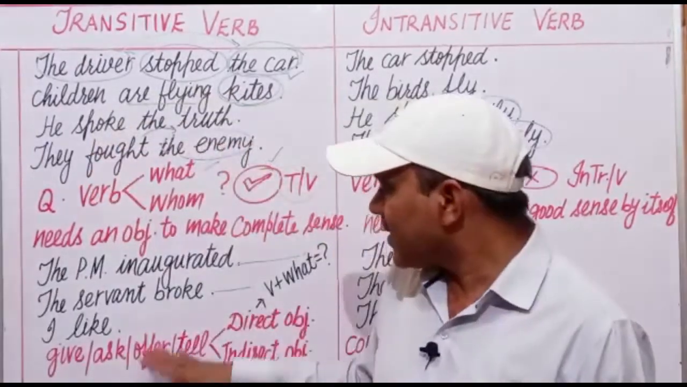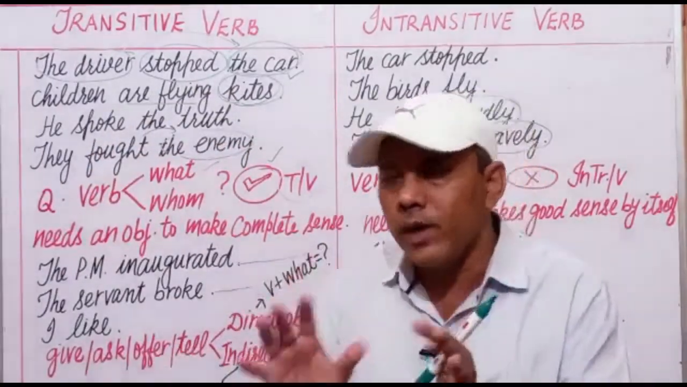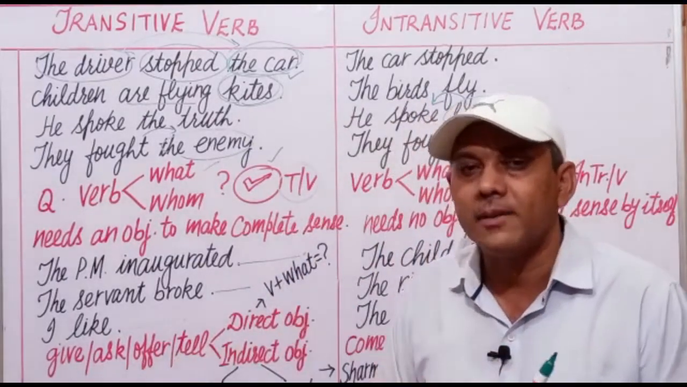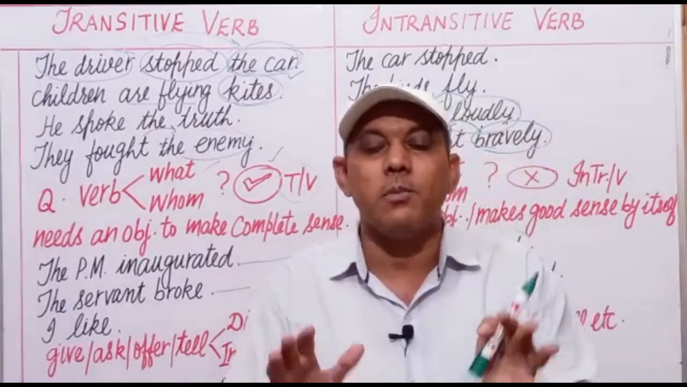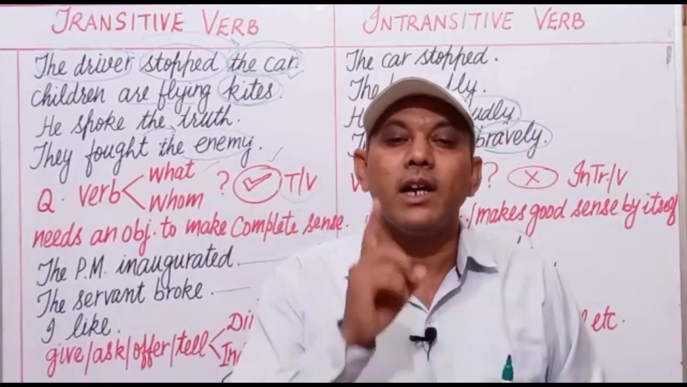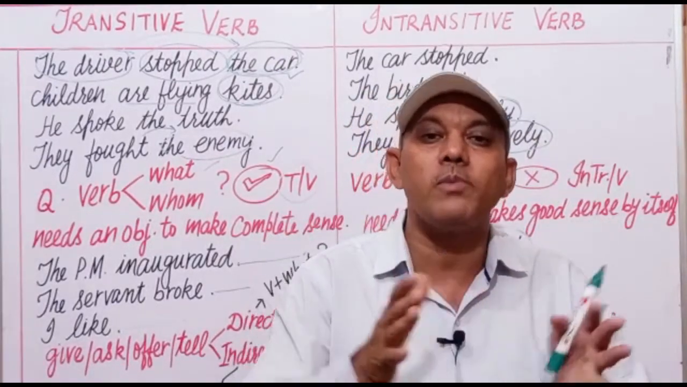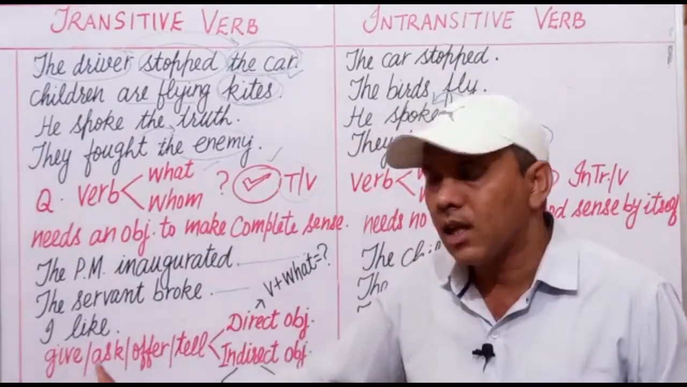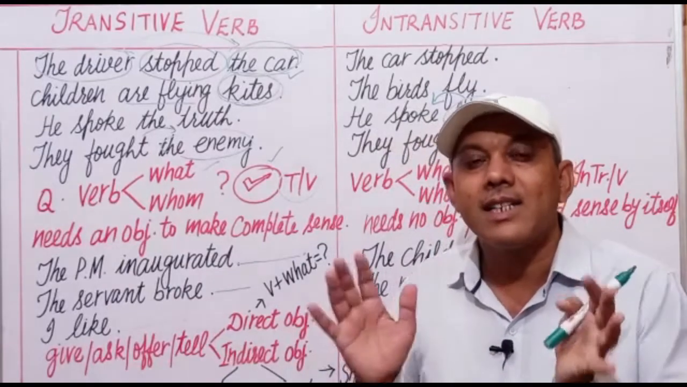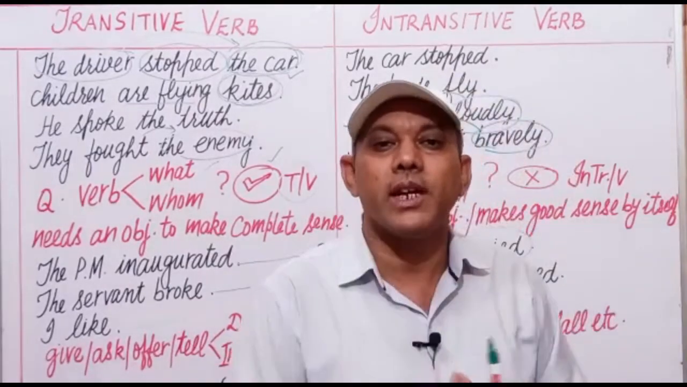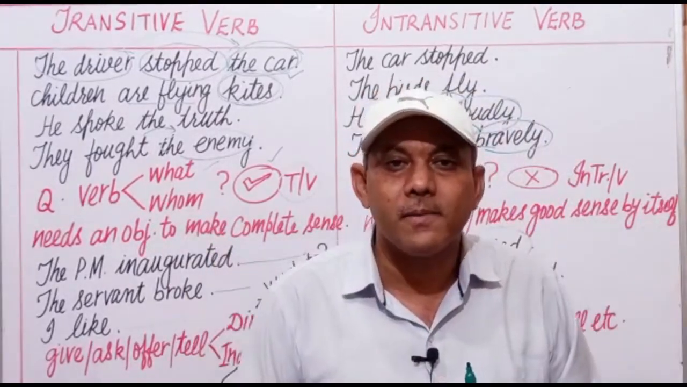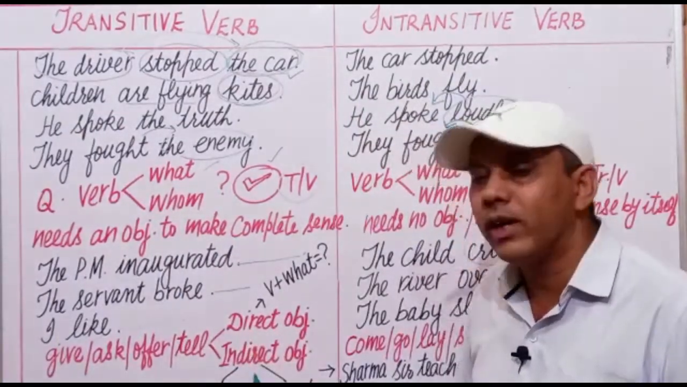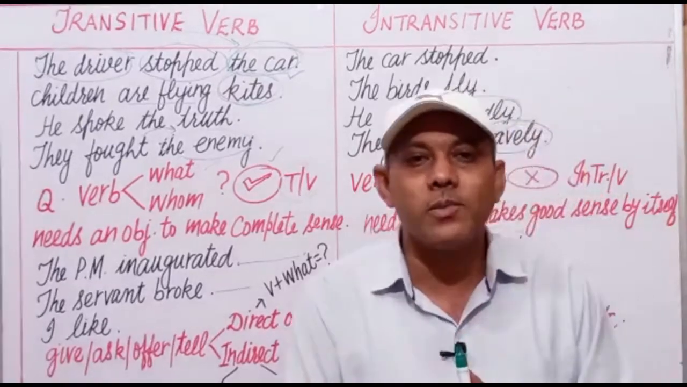Now, let us take one more thing. A few verbs like give, ask, offer, tell, etc. Most of the transitive verbs take a single object after them. But these verbs, give, ask, offer, tell, etc., have two objects, or double objects. One is known as the direct object and the other one is known as the indirect object.